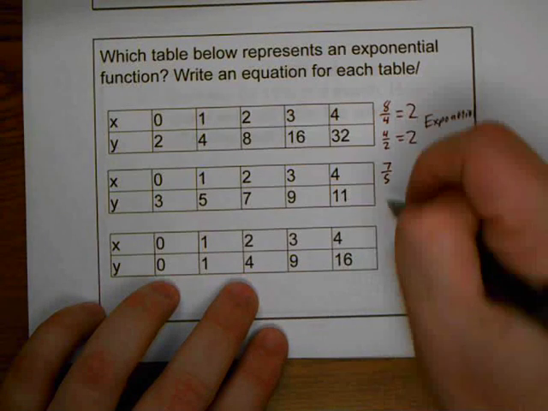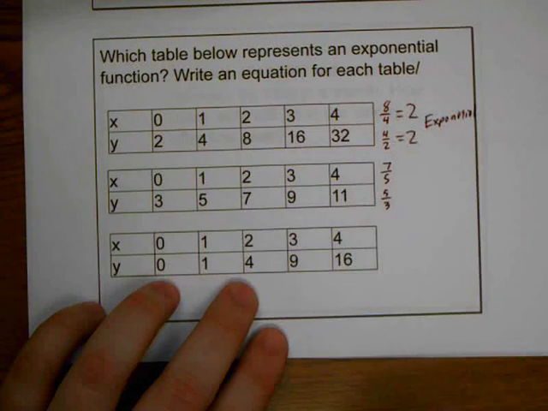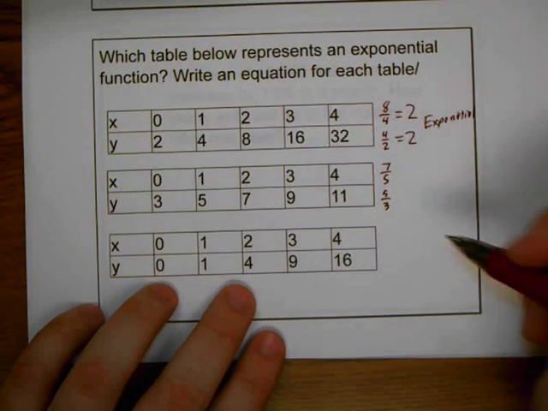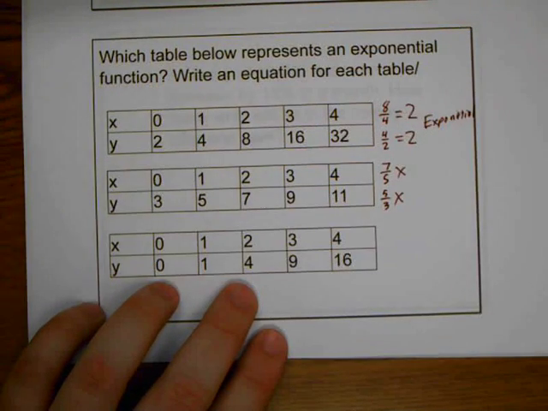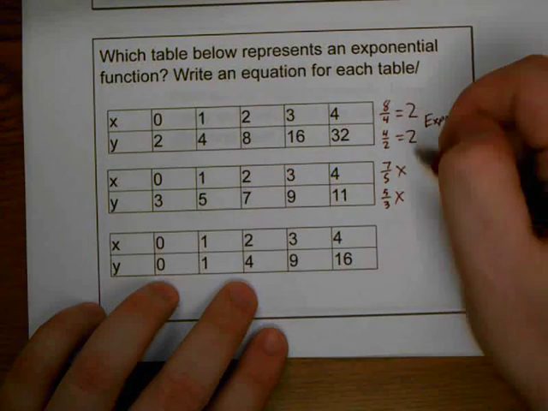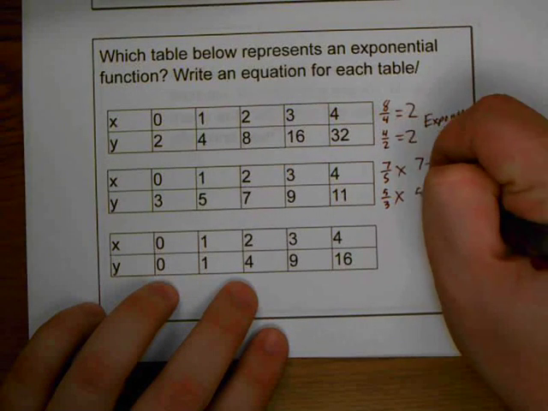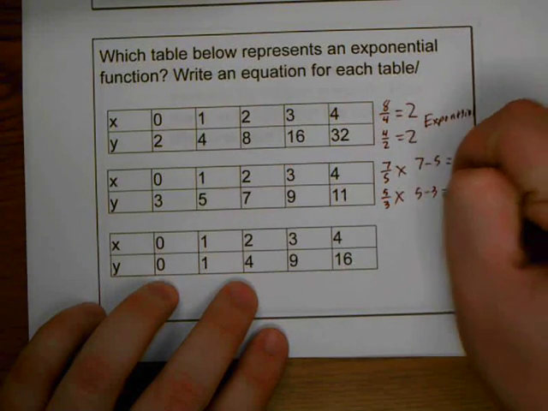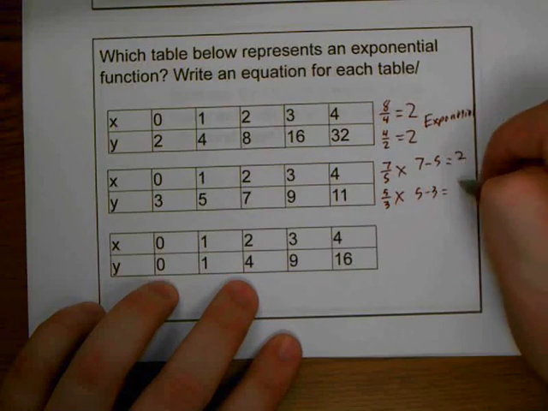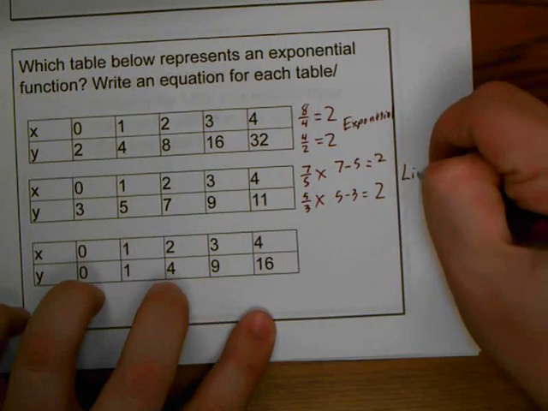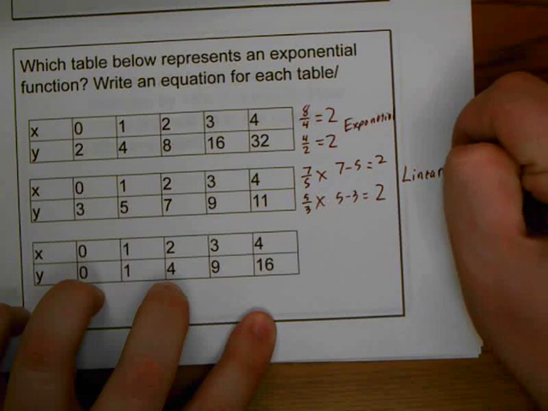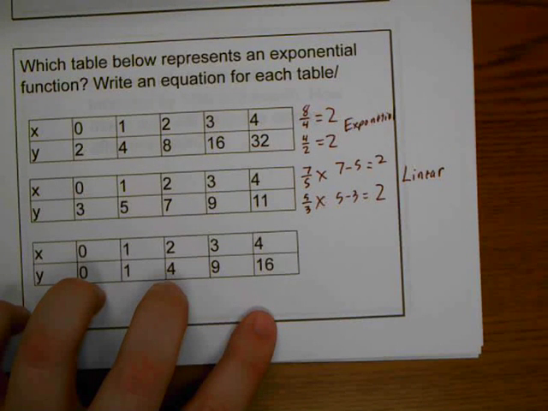If we were testing for exponential, we would need to do 7 divided by 5 and 5 divided by 3. Alright, we can already see that these are not going to come out evenly, and these are not going to be the same. So let's try our linear test. If we do 7 minus 5 and 5 minus 3, for both, we should get 2. So that means this function is going to be linear.